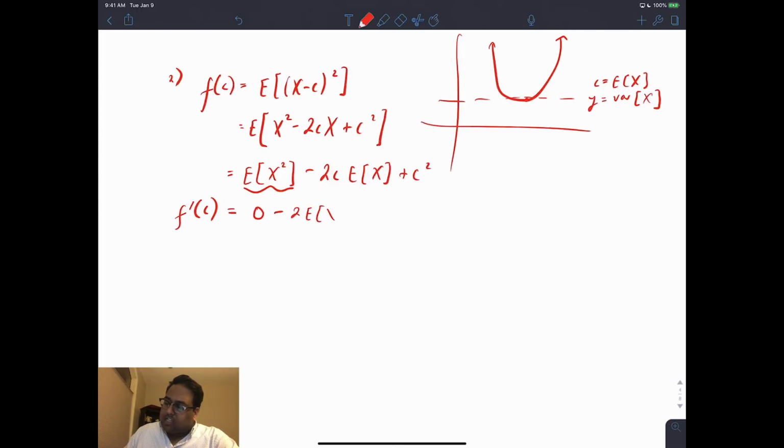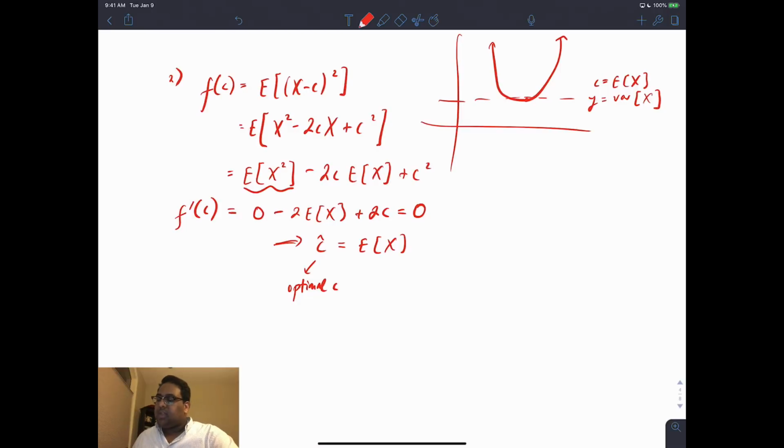And what's the derivative of negative 2c expectation of x with respect to c? It's just negative 2 expectation of x. And what's the derivative of c squared with respect to c? Well, it's plus 2c. And we're setting this equal to 0, and we want to solve for the optimal value of c. Okay, we can add 2 times the expectation to both sides and divide by 2, and it gives us that this optimal value, c hat, is equal to the expectation of x.